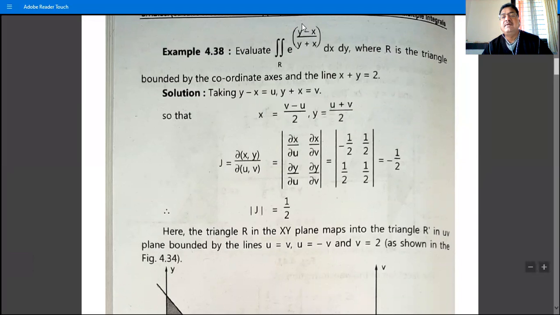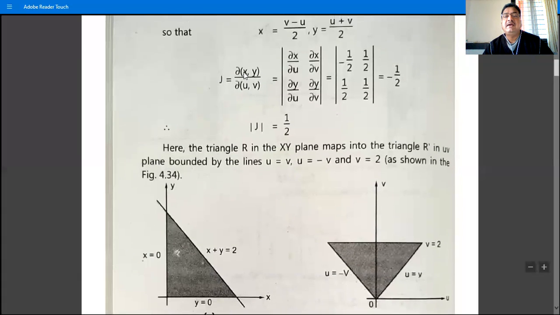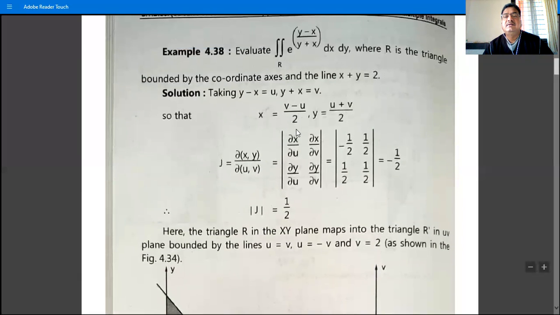Okay, so y minus x as u and y plus x as v, and therefore x is what? If we subtract these two, we have the value of x, and if we add these two, we have the value of y. And then the Jacobian of ∂(x,y) divided by ∂(u,v) is what? It is the determinant of ∂x/∂u, ∂x/∂v, ∂y/∂u, ∂y/∂v. And this is the Jacobian.